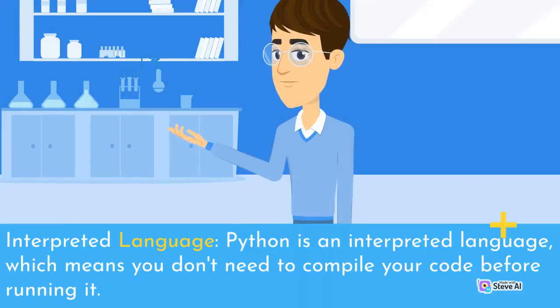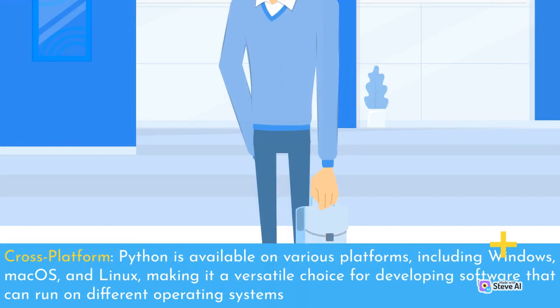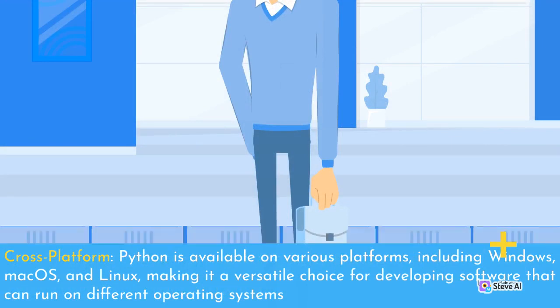Interpreted language. Python is an interpreted language, which means you don't need to compile your code before running it. This rapid development cycle makes it ideal for prototyping and quick development. Cross-platform. Python is available on various platforms, including Windows, macOS, and Linux, making it a versatile choice for developing software that can run on different operating systems.